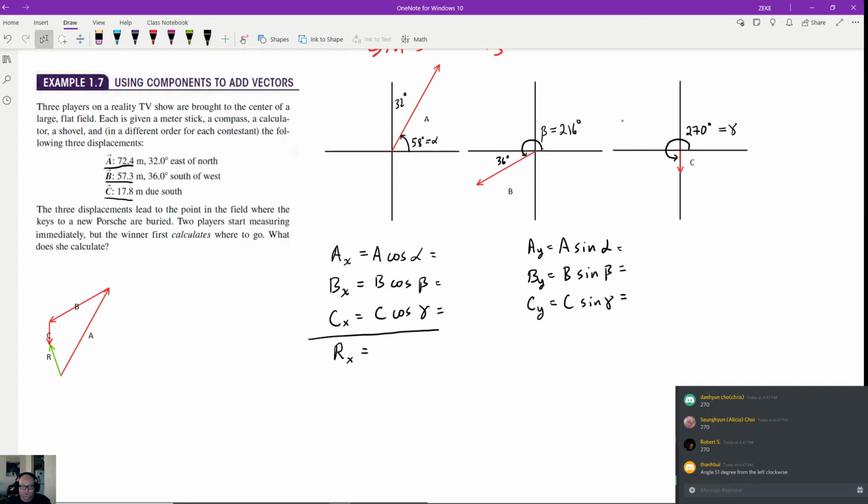So I get 38.3. All these are in meters. There's no negative angle, right? We didn't choose to use a negative angle, although we could have. Yeah, these are all going to be positive numbers. That's right. Okay.